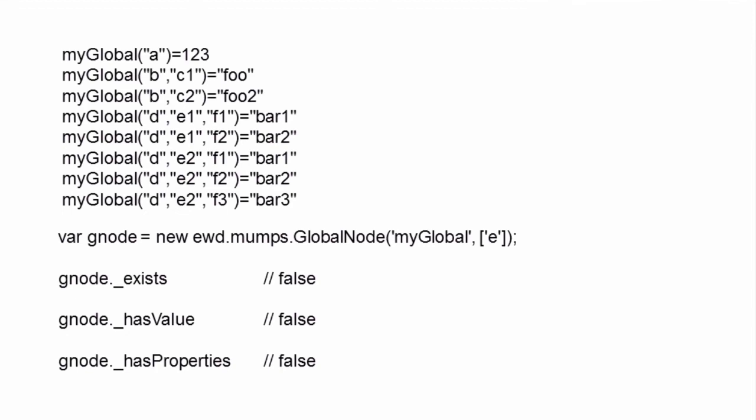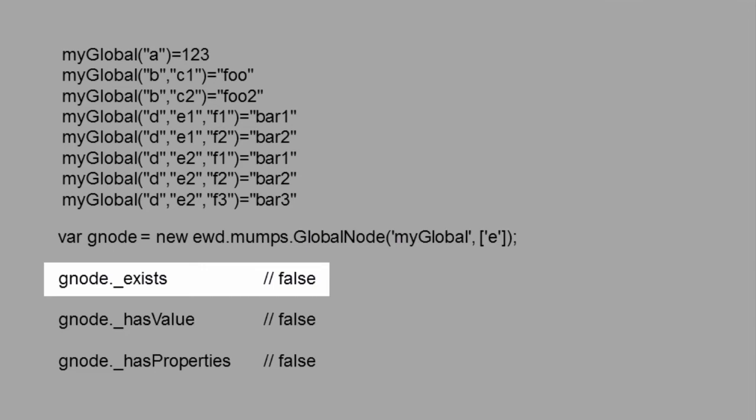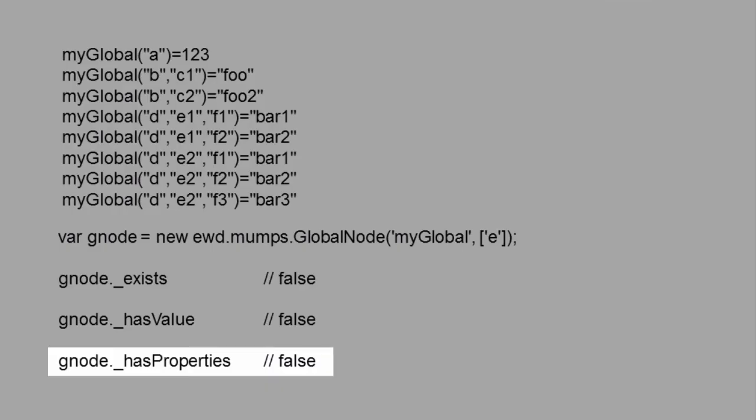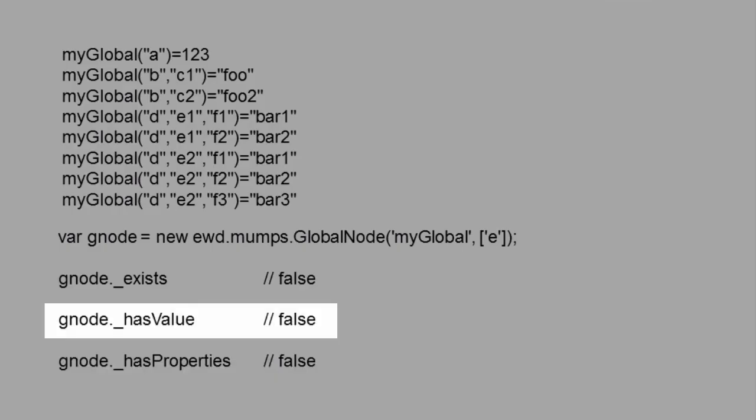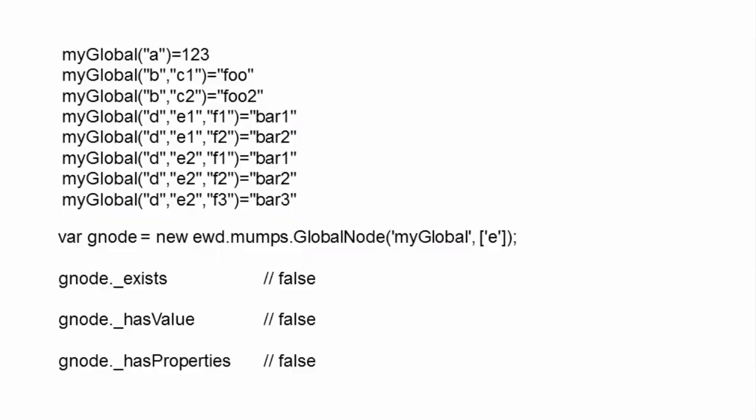Now, if we instantiate this global node object, you can see from the representation of what the global contains that the specified global node doesn't actually exist. So as you'd probably expect, its exists property is false, as are also the hasProperties and hasValue properties. So that's the basic primitive properties and methods of a global node object.